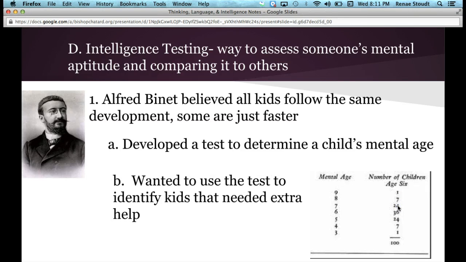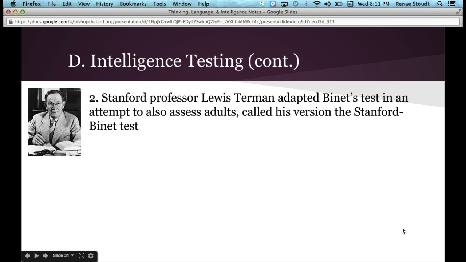And he used the test to identify those kids that need extra help, basically, in school. He said, I want to know those kids that are going to be needing extra help in school. So obviously, the kid that's 6 and has a mental age of 3 definitely needs extra help, as well as the 7-year-olds that tested at 4. So he was wanting to use it as a way to improve schools.